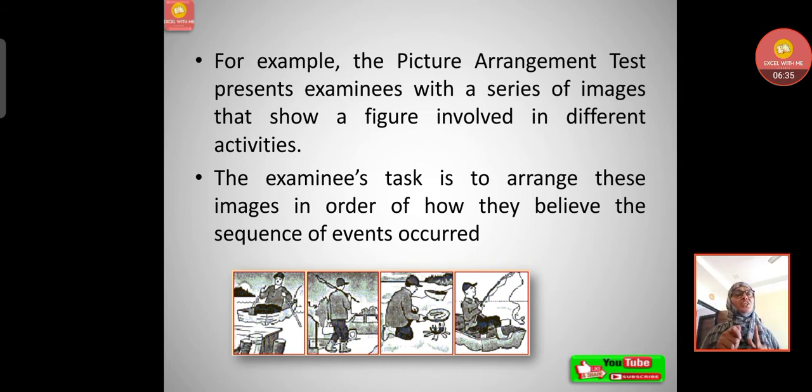Obviously, for children, they take one picture, cut it into pieces and ask them to arrange them into the proper image. So the examinee's task is to arrange these images in the order in which they believe the sequence of events occurred. That is, for small children, we cut one picture and give the pieces to make that whole picture. But here, different pictures are given. According to them, they have to arrange them and make a story out of it. That is the picture arrangement test.